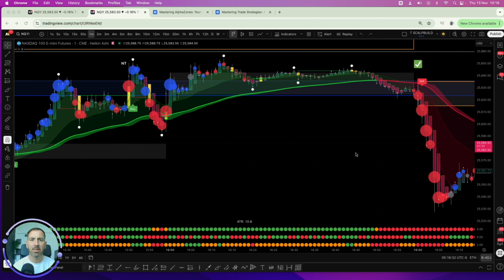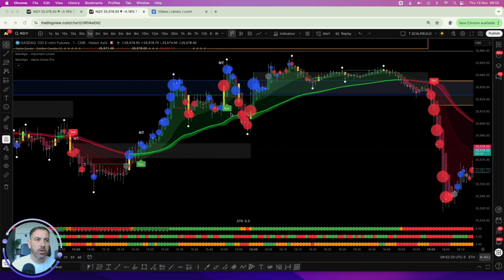And fifth, last but not least, we want our traffic lights to align. So for a bullish trade, we want our 3 trend traffic lights to be green, and for a bearish trade, we want our 3 trend traffic lights to be red. Okay, so let's look at the trades.